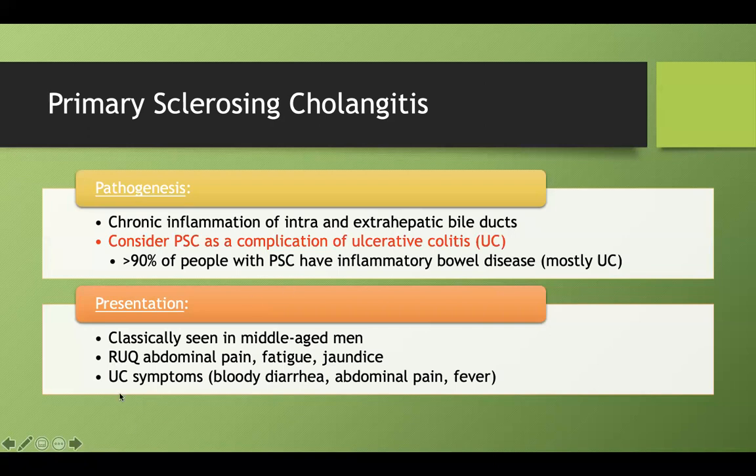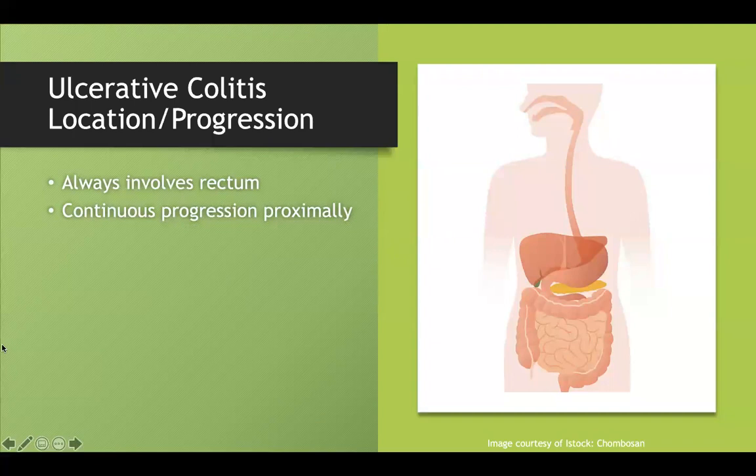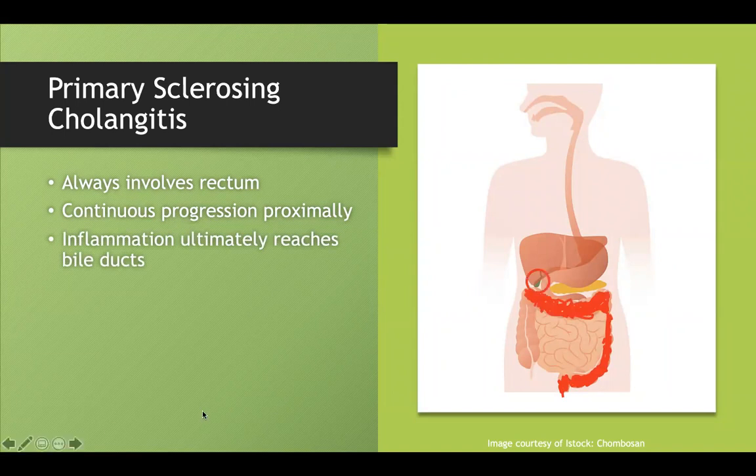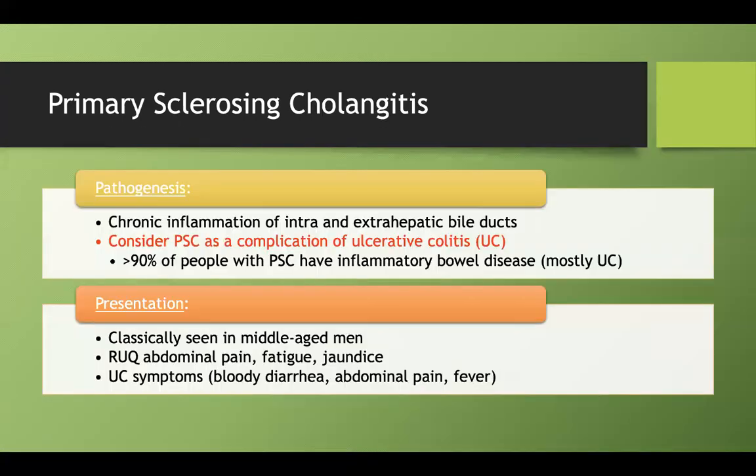And then it has some of the same symptoms. So I'll show you what I mean. I think of PSC like this. You have your inflammation, it grows, it grows, it just keeps growing, and it finally reaches your bile ducts here. This isn't really what happens all the time, but in my head, this is how I think about it. And if you think about it like that, you'll realize why 90% of people with PSC end up having an inflammatory bowel disease. So it sounds like a complication.